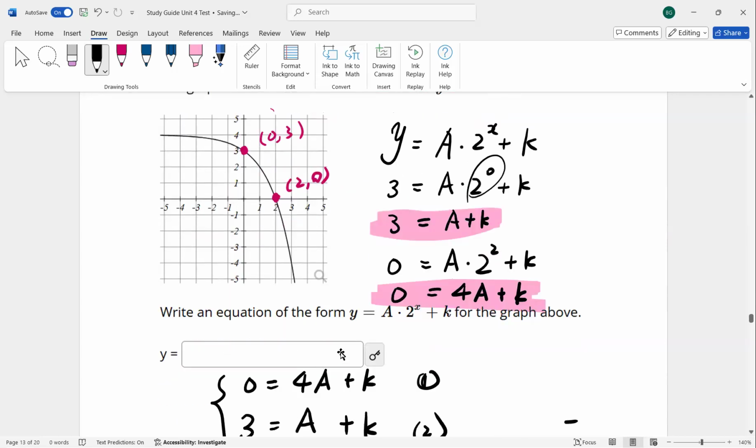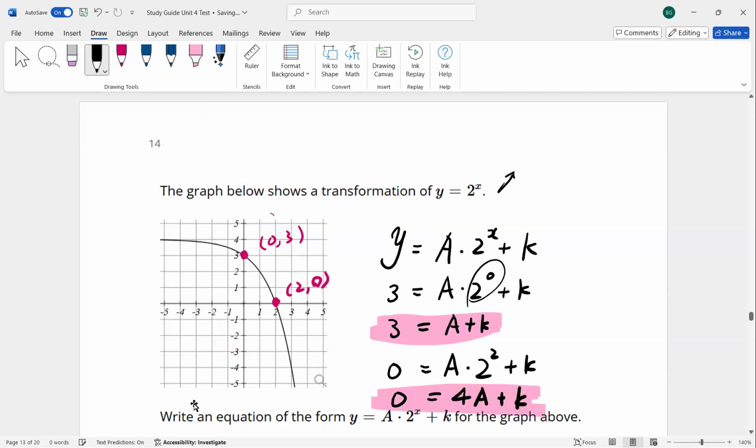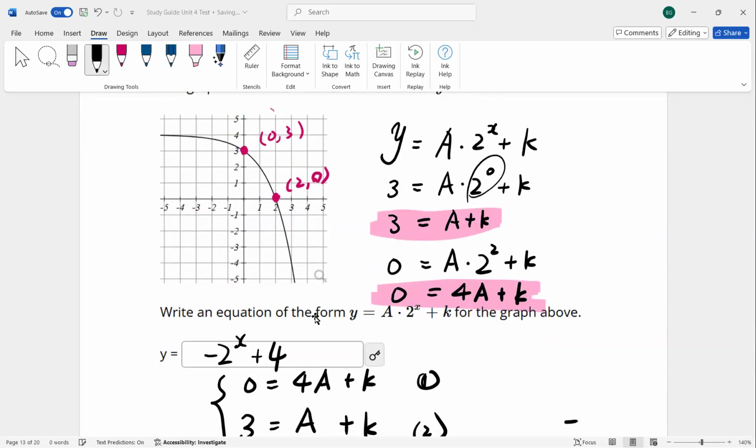So the function: write an equation of the form for the graph above. And you do not need to enter y equals because it already has y equals. And we're going to write -2 to the power of x plus, what is k again? k is 4.